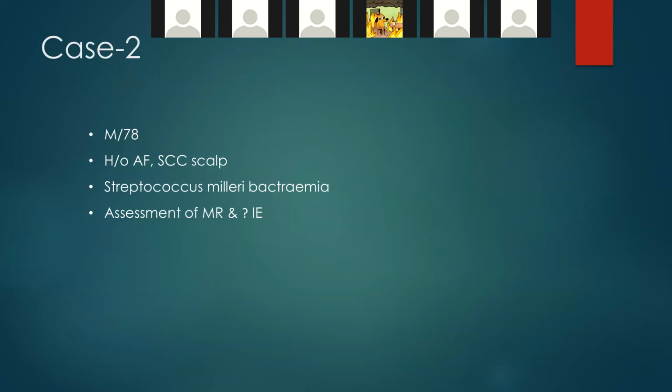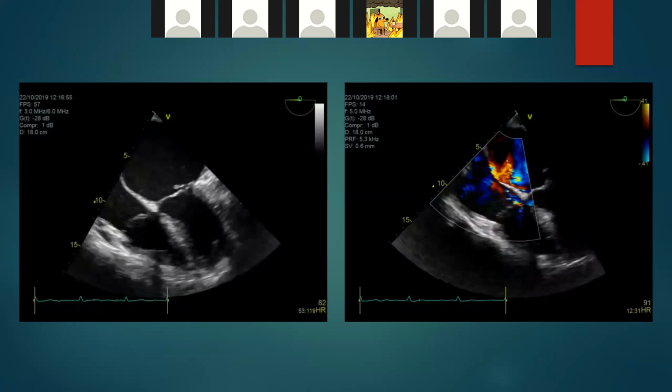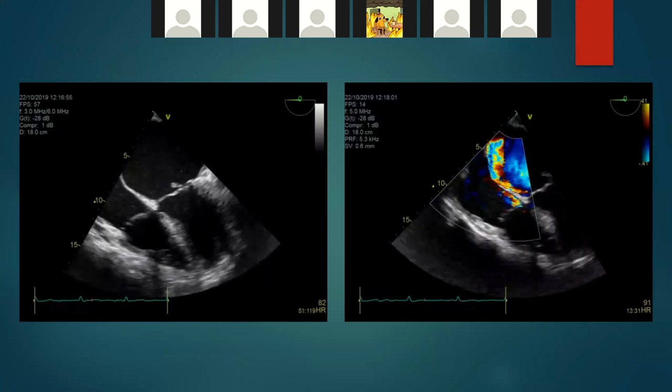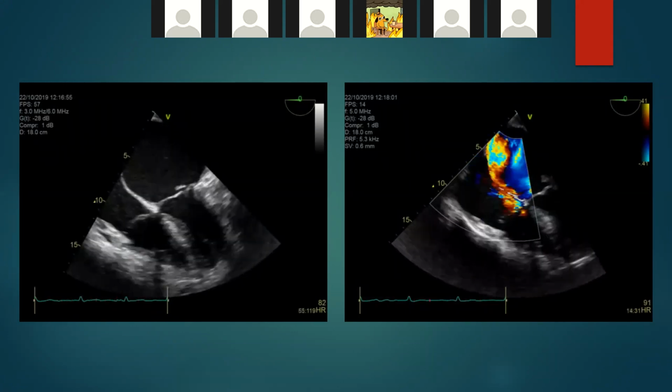So, a 70-year-old gentleman with a history of atrial fibrillation, some SCC of the scalp, and Strep Milleri bacteremia. I did this TOE. We were asked to assess MR and query infective endocarditis. Okay, so this is a mid-esophageal four-chamber view.